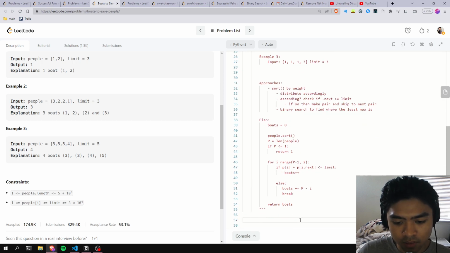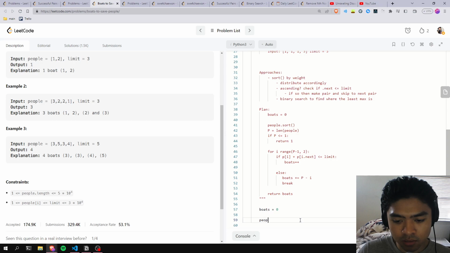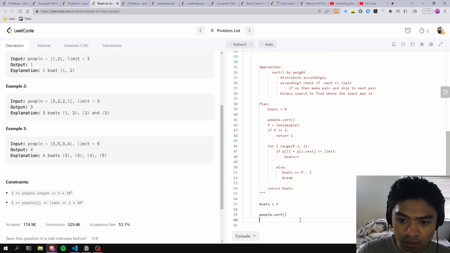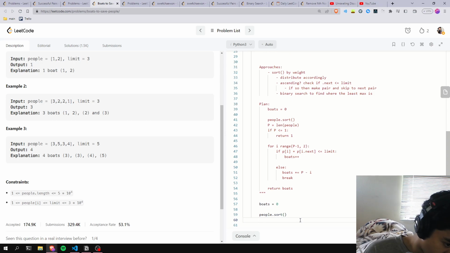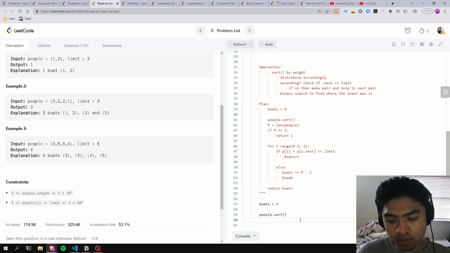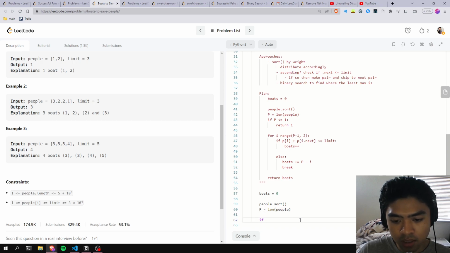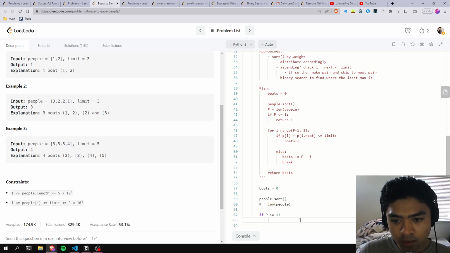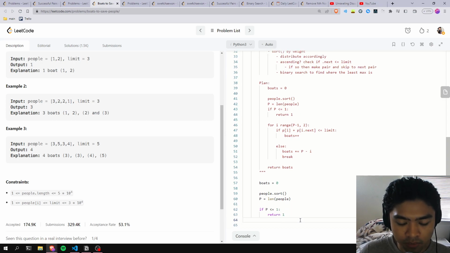So let's see that. So boats is equal to 0, and then we gotta sort the people. Let's sort, and then we gotta check. So if there's only one person, right, then that means that they only need one boat. Anyways, so if p, oh, I didn't get p. So p is equal to the length of people. So we gotta say if p is less than or equal to 1, then we're gonna return 1 boat, right? They only need 1 boat.